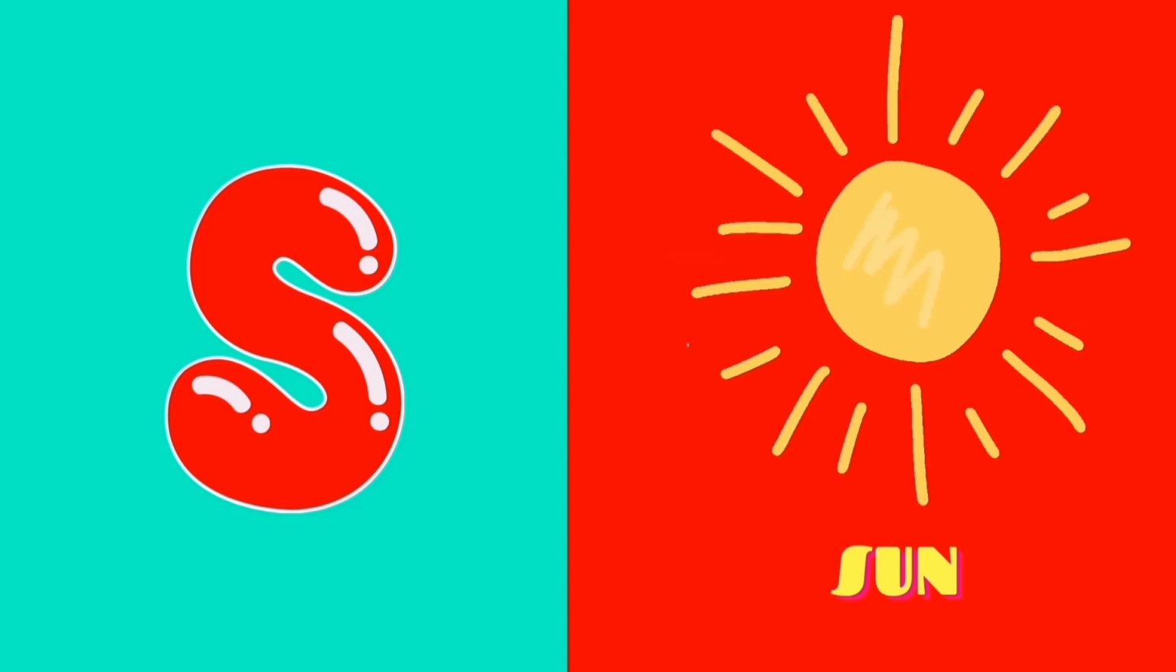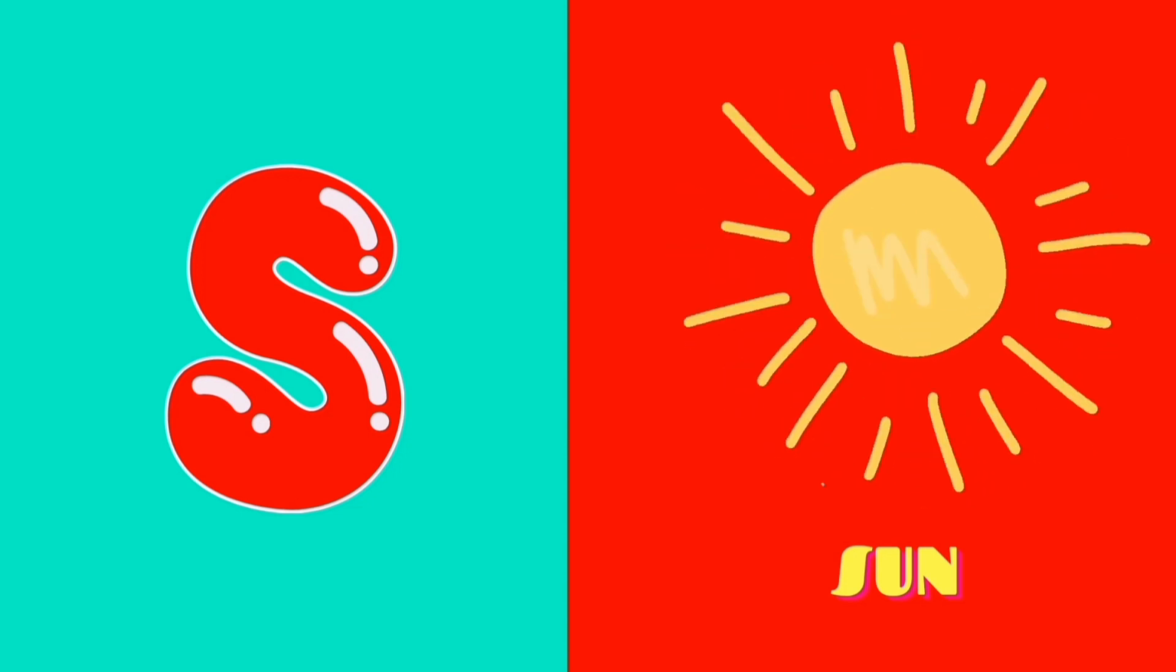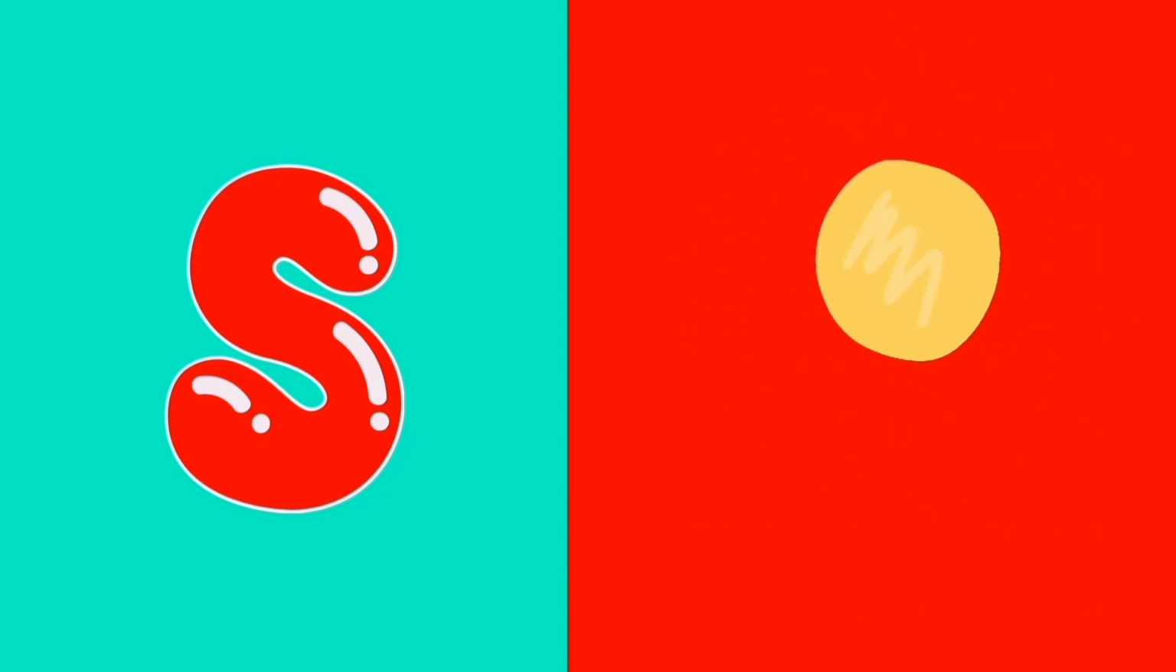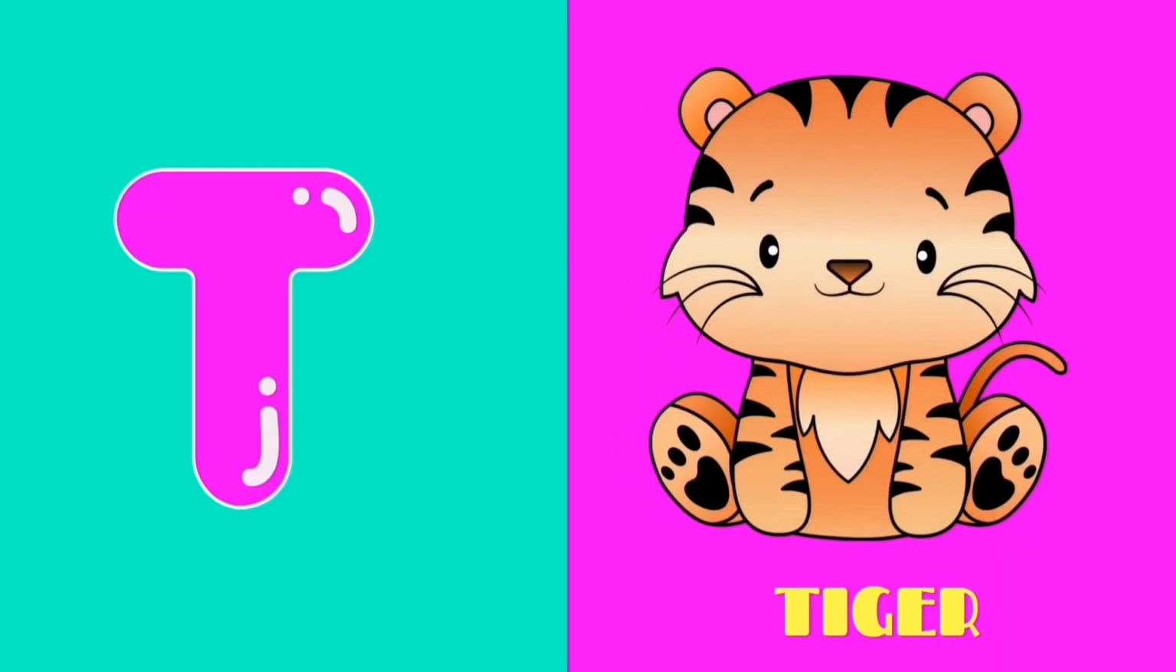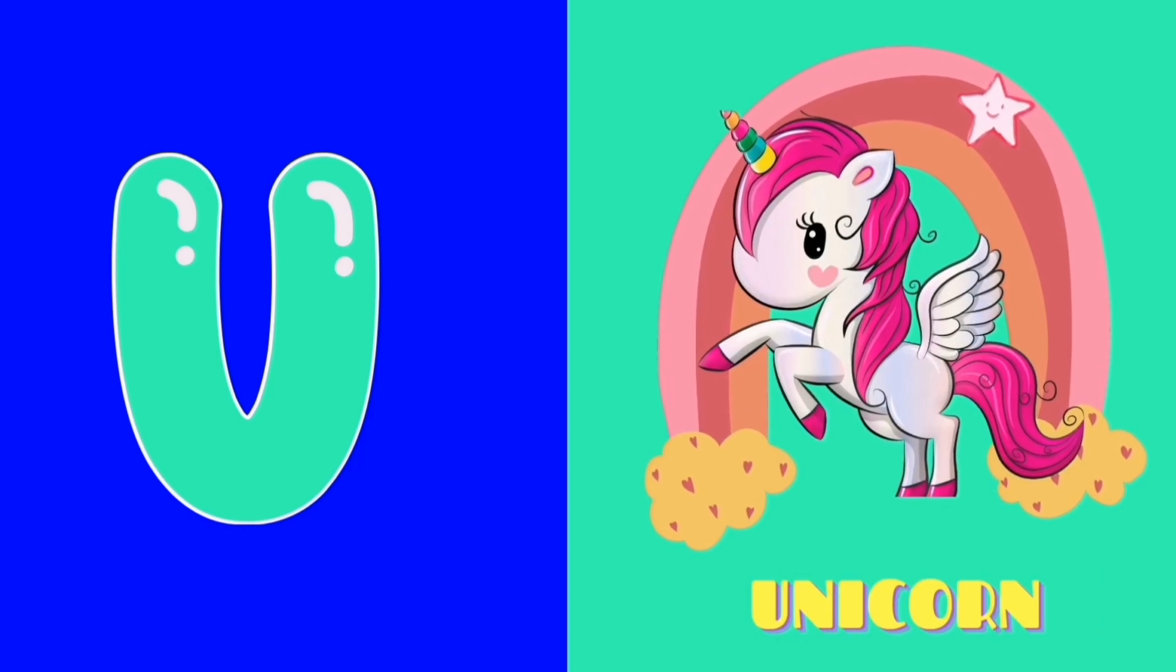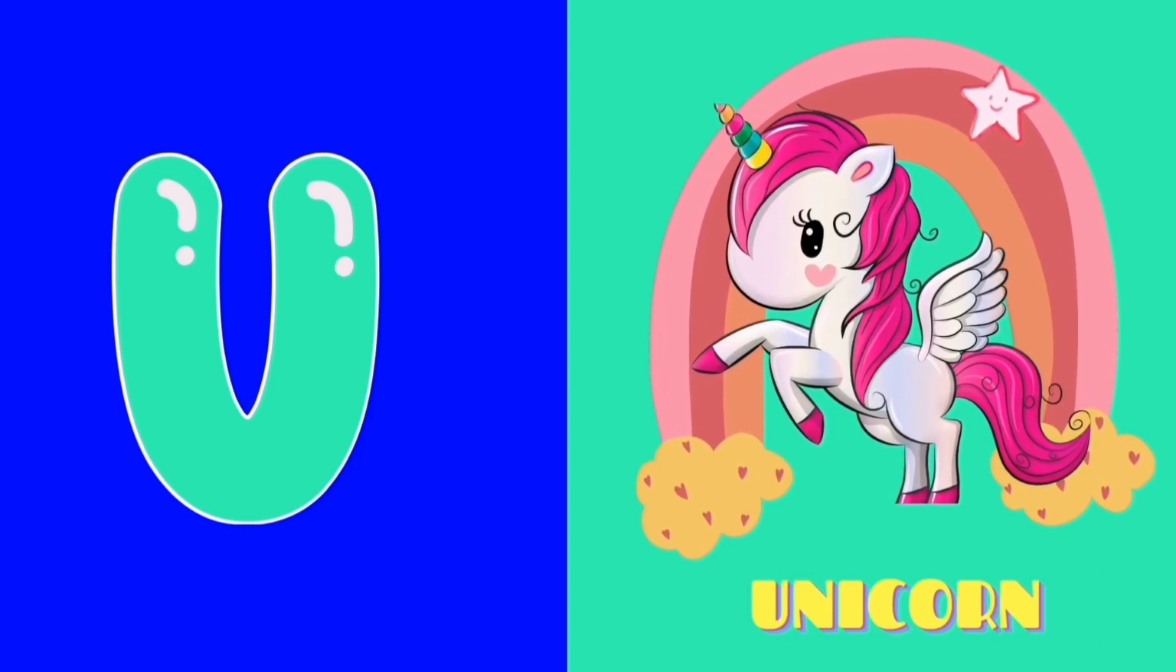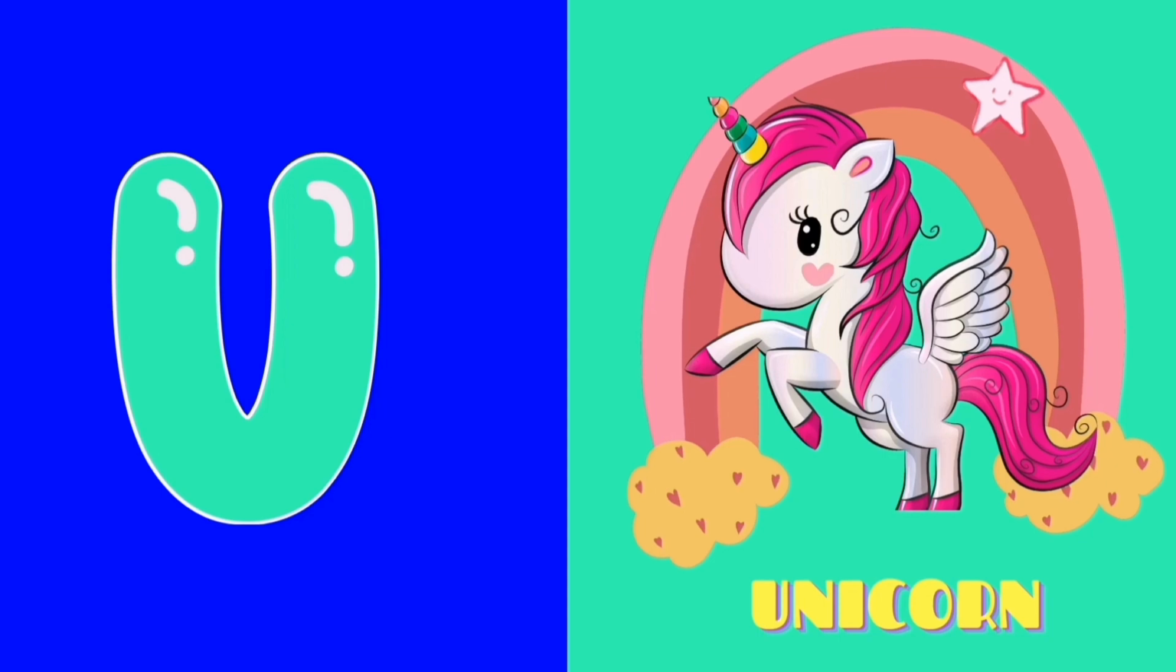S is for sun. T is for tiger. U is for unicorn.